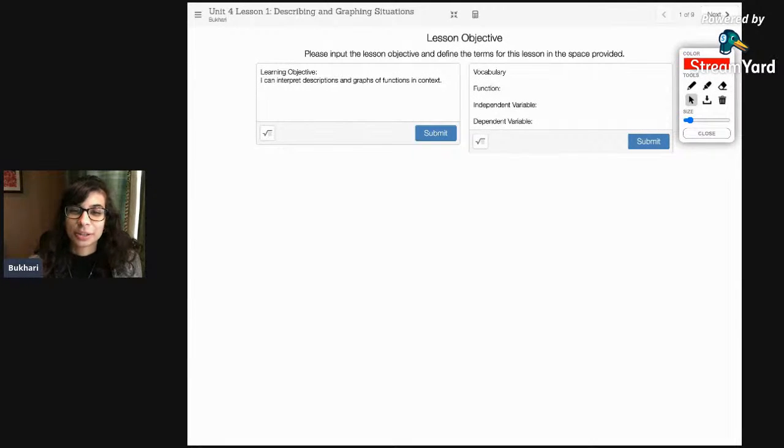Alrighty, welcome to Unit 4. We're starting our next unit of our Algebra II journey. In this unit, we talk about how we can represent functions, right? We talked about equations, inequalities, and now we're moving forward into functions.